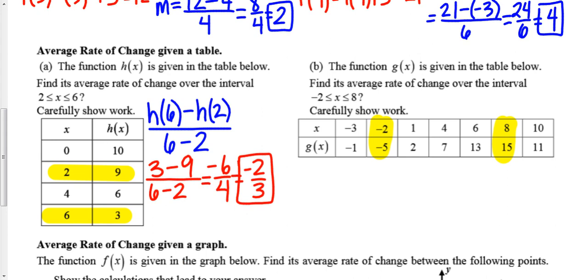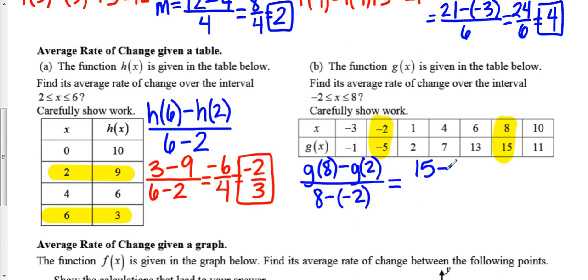So I'm going to start with the substitutions into the formula: g of 8 minus g of negative 2 over 8 minus negative 2. Remember, g of 8 is 15 and g of negative 2 is negative 5. The minus carries over from the formula, and 8 minus negative 2 is 10. 15 minus negative 5 is 20. 20 divided by 10 is going to be 2.